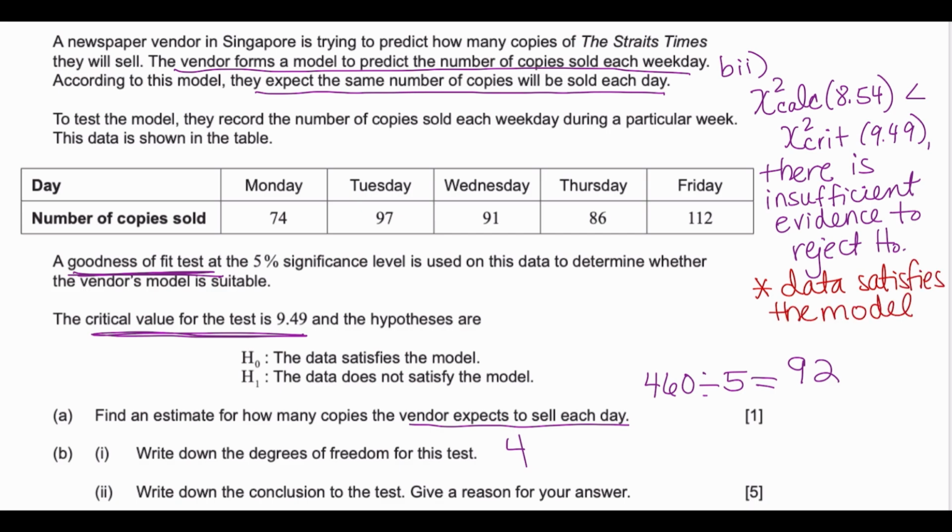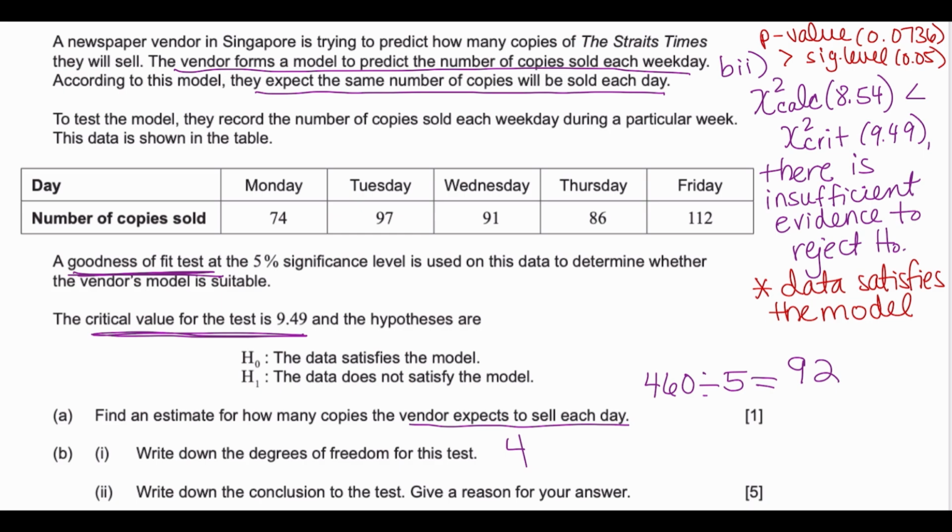And instead of comparing the chi-square calculated to the chi-square critical, you could have written that your p-value of 0.0736 is greater than your significance level of 0.05. Do not give both answers. Make sure that you know which one is your strength and just use that, because IB will take your first response. So if you make a mistake with the first one, that's it. You're not going to get points, even if your second response or the second way of writing it is correct. So choose which is the best way for you.